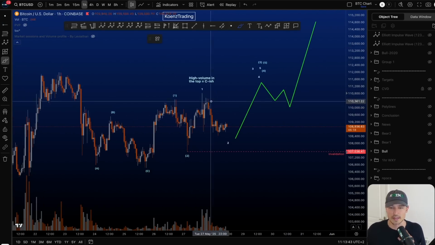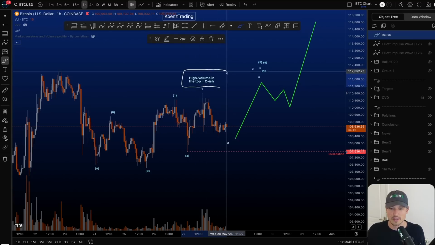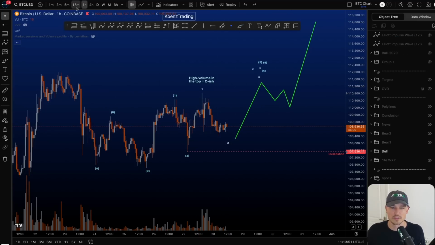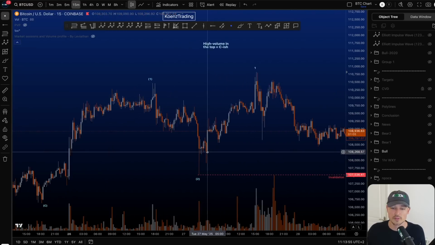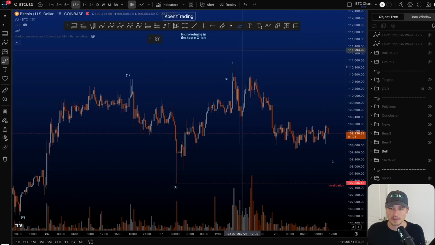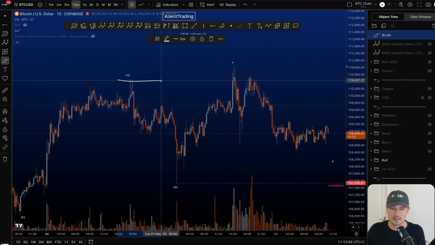Now, something that is important to note is this, right? High volume in the top is C-ish, which makes this scenario at the moment an alternative scenario compared to, for example, the WXY. So if we zoom in, then yesterday, as mentioned, probability is higher to take the high.